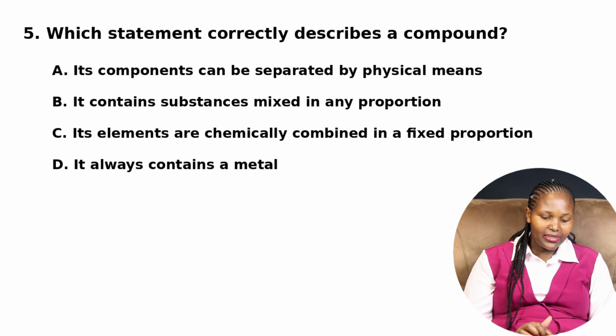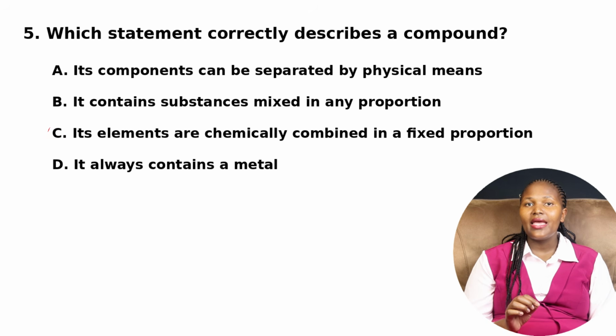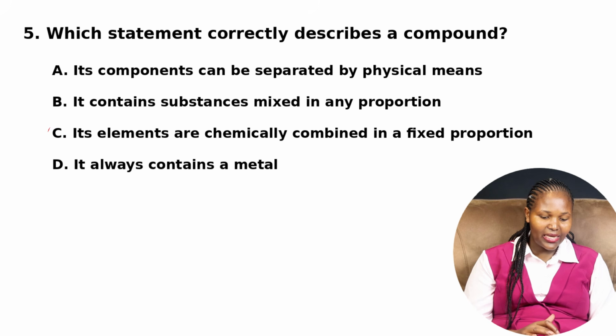Then C, its elements are chemically combined in a fixed proportion. That is correct. Chemical bonding gives a fixed composition and new properties. You see, that is what we call a compound. Why? Because when we have elements that are chemically combined in fixed proportion, that is going to give us chemical bonding, and it is going to give fixed composition, and it can also give us new properties.